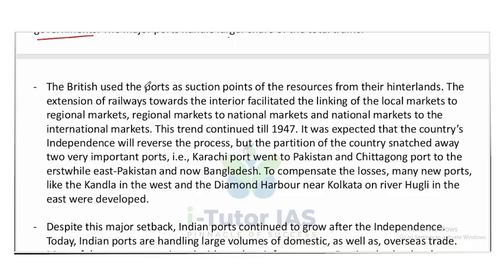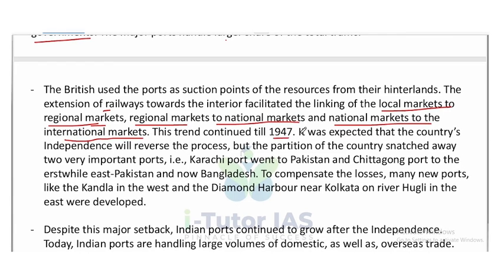The British used the ports as suction points for the resources from the hinterland. The extension of railways towards the interior facilitated the linking of local markets to regional markets, regional markets to national markets, and national markets to the international markets. This trend continued till 1947.